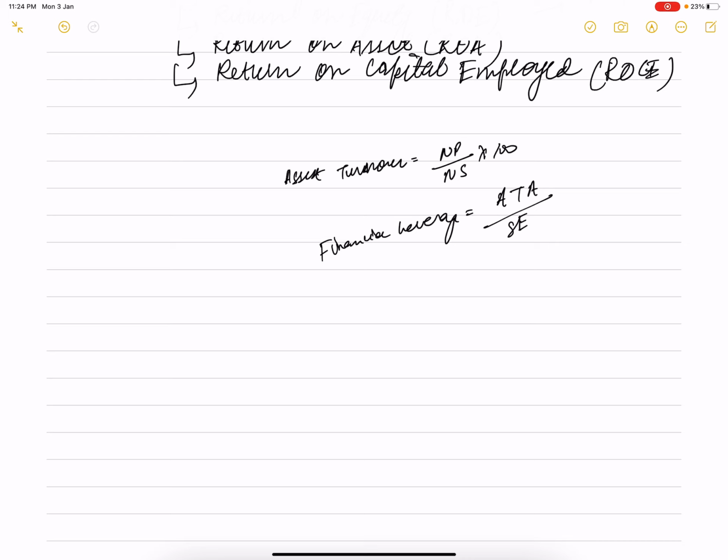Now coming to net profit margin. Net profit margin is the same as PAT margin. Now coming to the asset turnover ratio that we mentioned here.